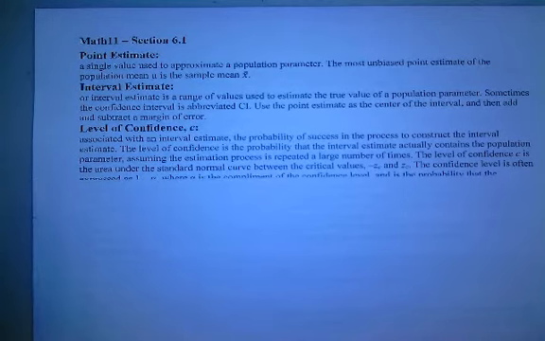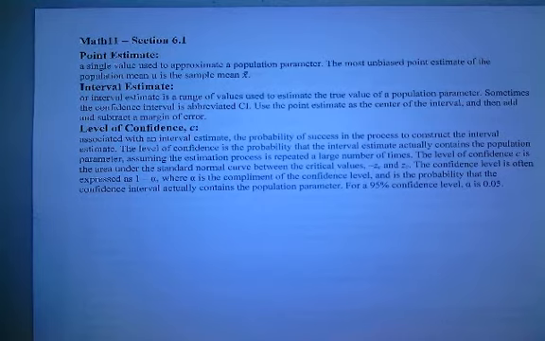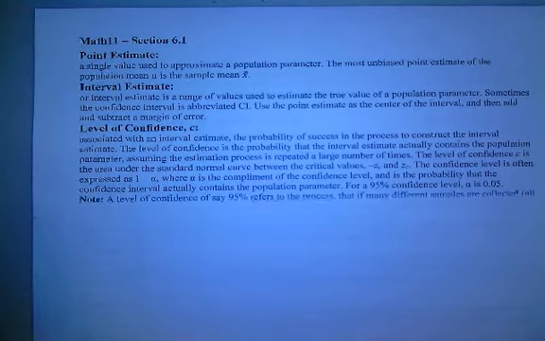The level of confidence, C, is the area under the standard normal curve between the critical values negative ZC, so a negative z-score, and its corresponding positive z-score. So really what we're talking about is the probability of being between those two z-scores. The confidence level is often expressed as 1 minus alpha, where alpha is the complement of the confidence level and is the probability that the confidence interval does not contain the population parameter. For a 95% confidence level, alpha is 0.05.